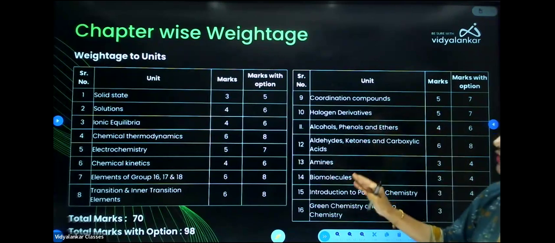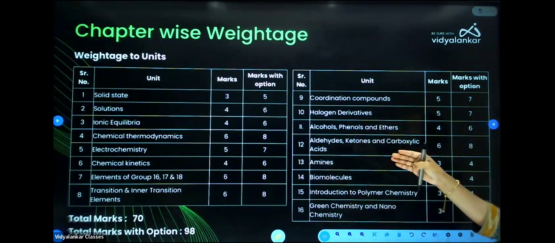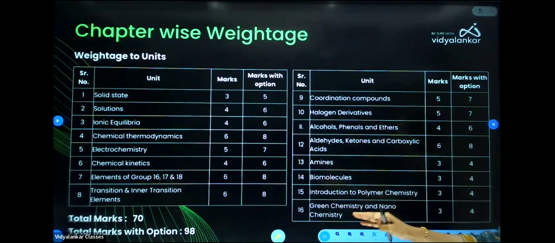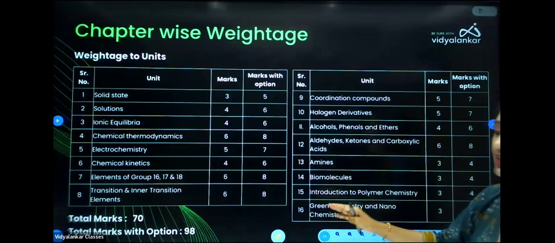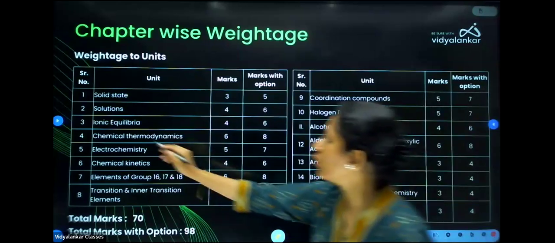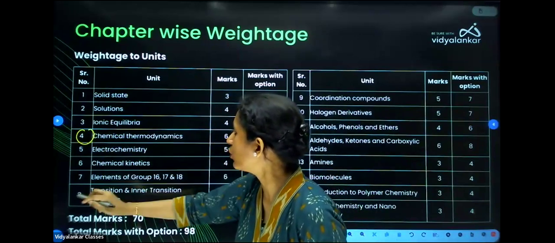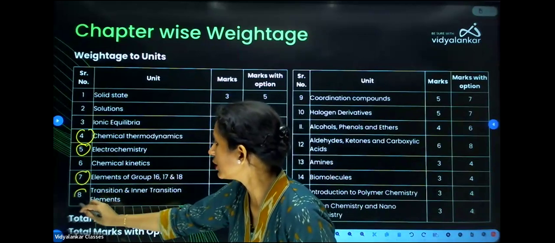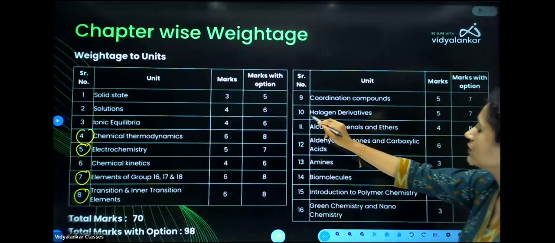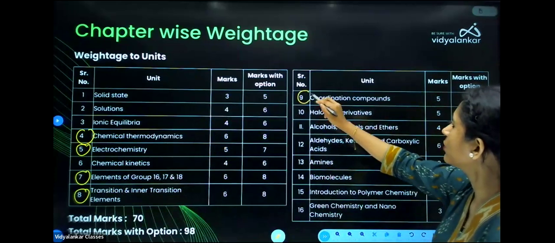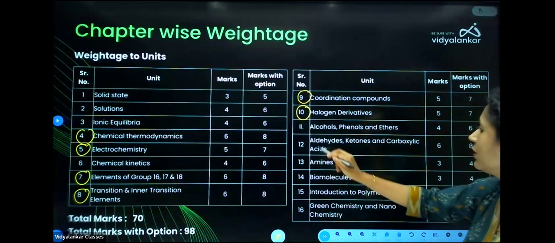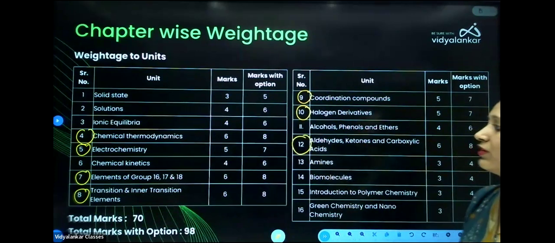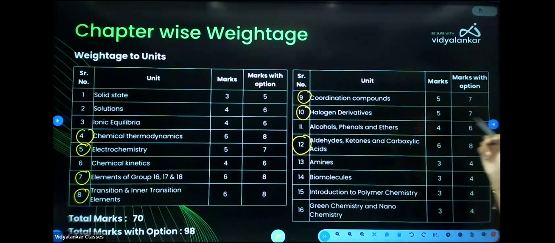So this is our syllabus with the 16 chapters. As you know, our total paper is of 70 marks and with option it is of 98 marks. As I said, the most important chapters are chapter number 4, after that chapter number 5, then chapter number 7, chapter number 8, then coordination compounds, chapter number 9, then halogen derivatives, and aldehydes, ketones and carboxylic acids. These are the chapters with the most weightage in your chemistry HSC board question paper.